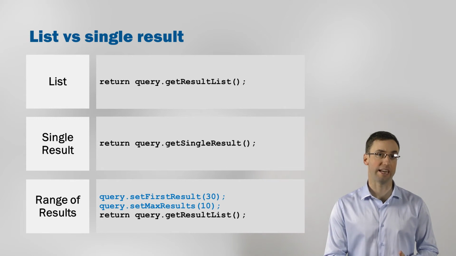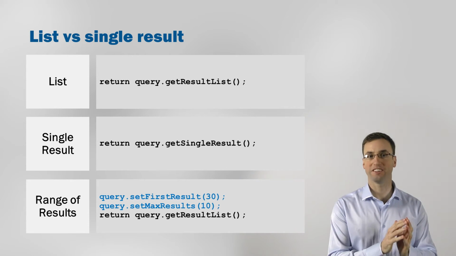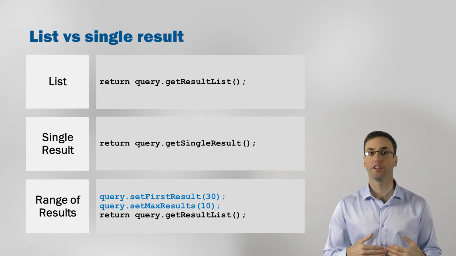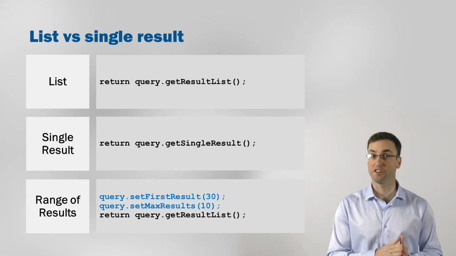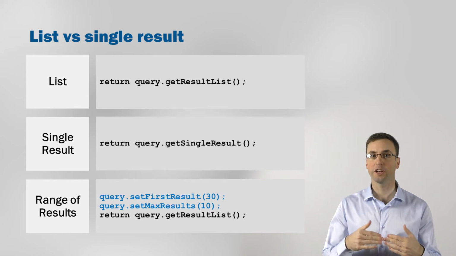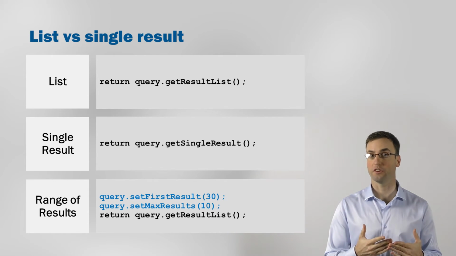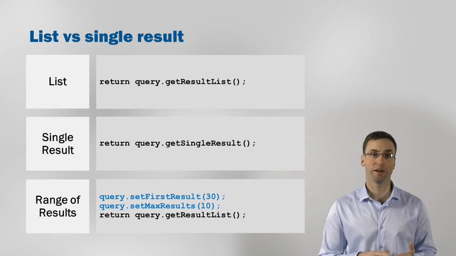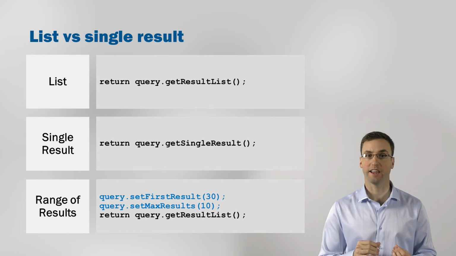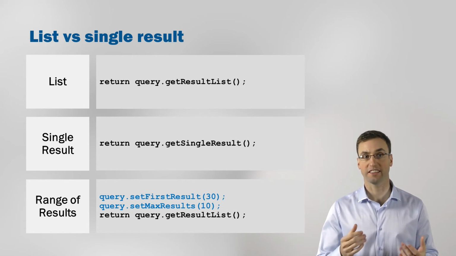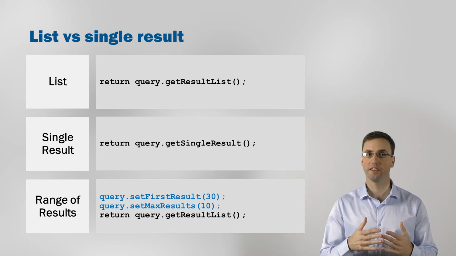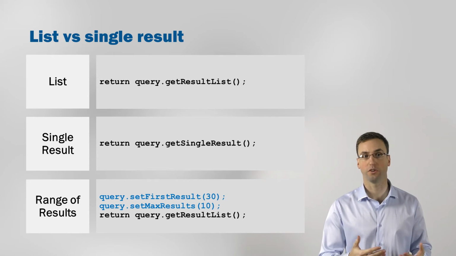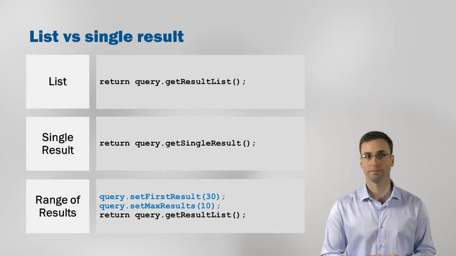JPA also supports paging. You might want to retrieve only some of the results. For example, you could have a user interface that shows 10 results at a time. If the user's on the third page, then they'll only want to see the 21st to 30th result. The JPQL query object lets you specify this using setFirstResult, and that sets the index of the first result you want returned, and then setMaxResults, that specifies how many results in total should be returned.